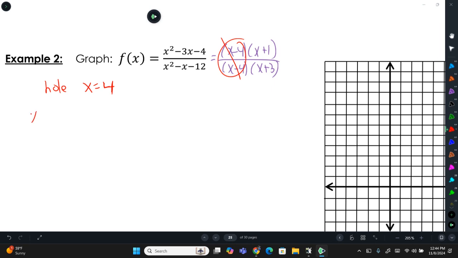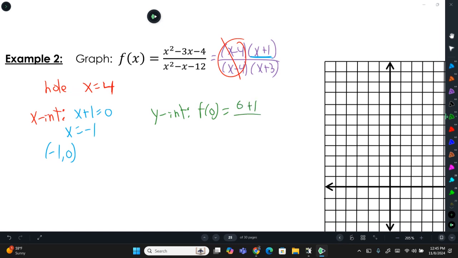All right, so now the x-intercepts, we look at our factored form and say what makes our numerator equal to 0. So x plus 1 equals 0, x equals negative 1. So negative 1 comma 0 is the x-intercept. Now the y-intercept, that's f of 0. So I could use the original, or I could use the factored one, 0 plus 1 over 0 plus 3, which is 1/3. So 0 comma 1/3 is my y-intercept.